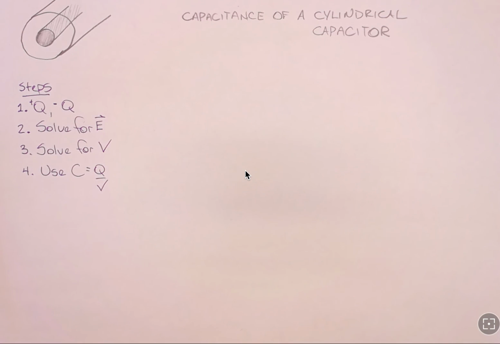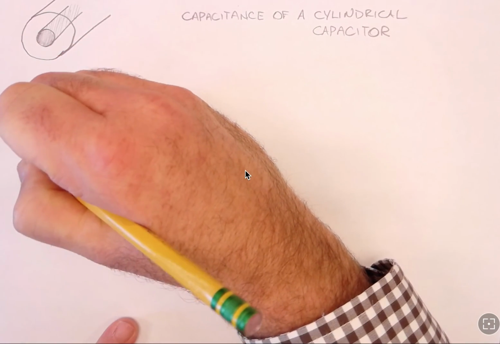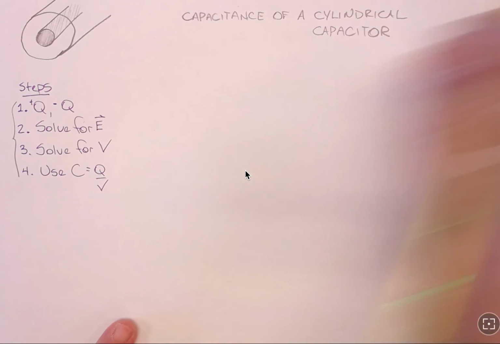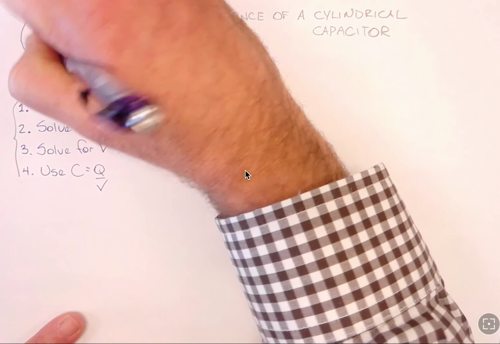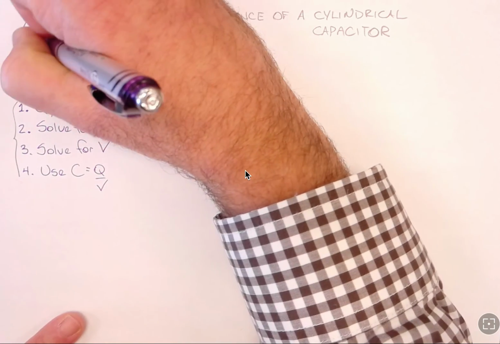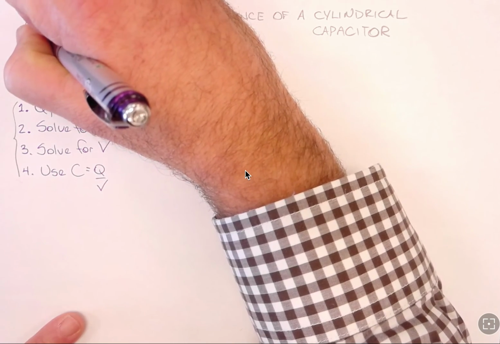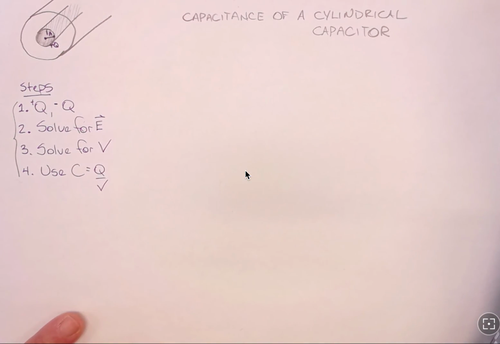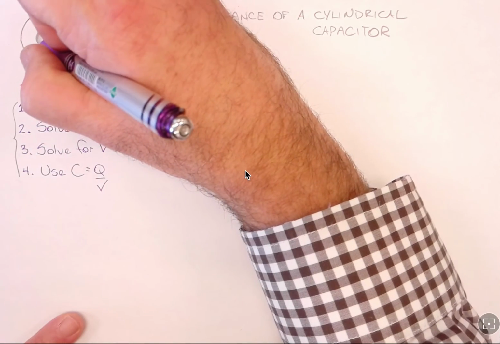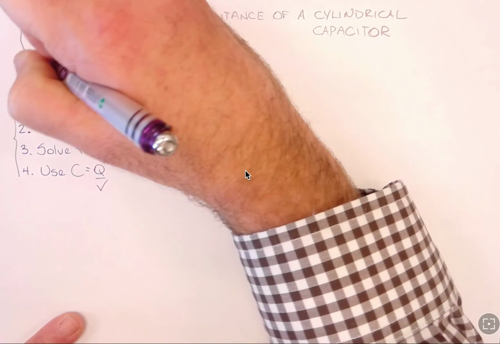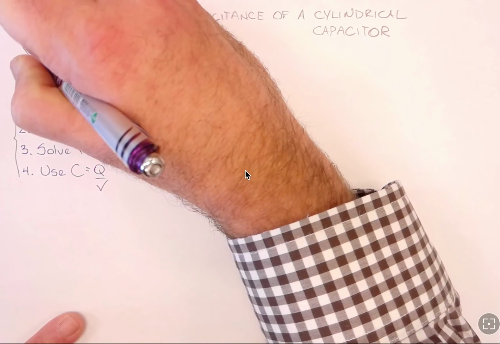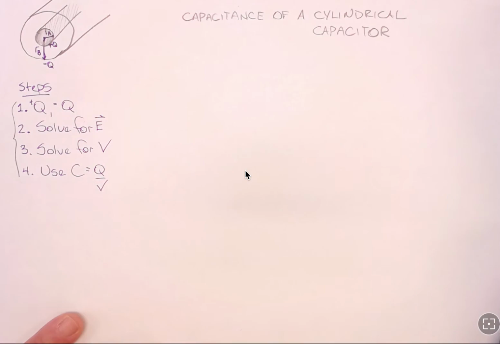In this screencast, I'll be looking at the capacitance of a cylindrical capacitor. We're going to keep in mind our 4 steps that we've established in previous screencasts. The first one is to recognize that we have a charge of plus Q here on the inner solid conductor. The inner solid conductor has a radius of R sub A. And we also have a corresponding negative charge of negative Q on the outer surface, and the radius of the larger conductor will be R sub B.